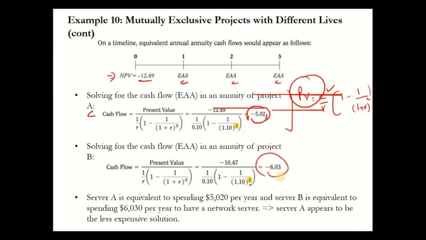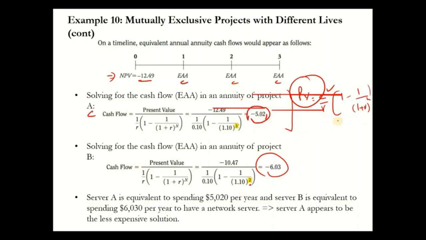Now can you tell me which one seems more expensive? Project B actually seems more expensive than project A. For every period, the cost in project A is 5,020, while in project B it is 6,030, right? That's why project A appears to be more economical. So if we have unequal lives in the projects, we use the present value of annuity formula and then calculate C. Whichever C is lower, because this is outflow, we prefer that one.